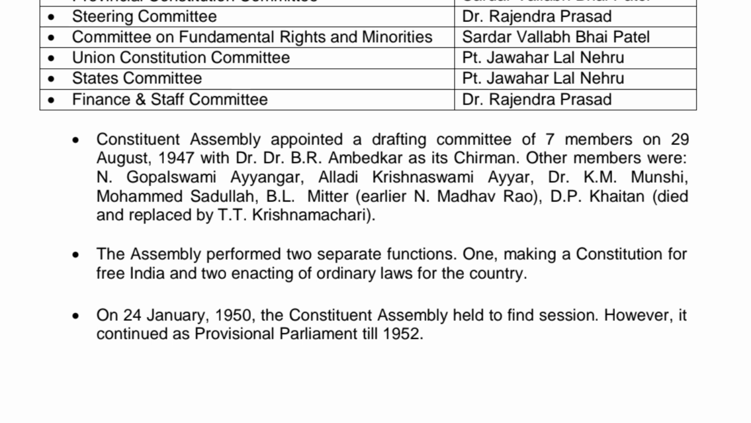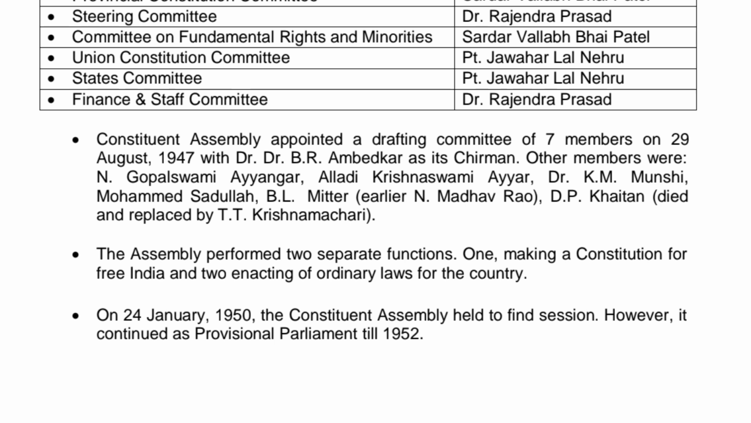The Constituent Assembly appointed a drafting committee of seven members on 29th August 1947, with Dr. B.R. Ambedkar as its chairman. Other members were Gopalaswami Ayyangar, Alladi Krishnaswami Iyer, Dr. K.M. Munshi, Mohammad Saadullah, B.L. Mitter, and D.P. Khaitan, who died and was replaced by T.T. Krishnamachari.